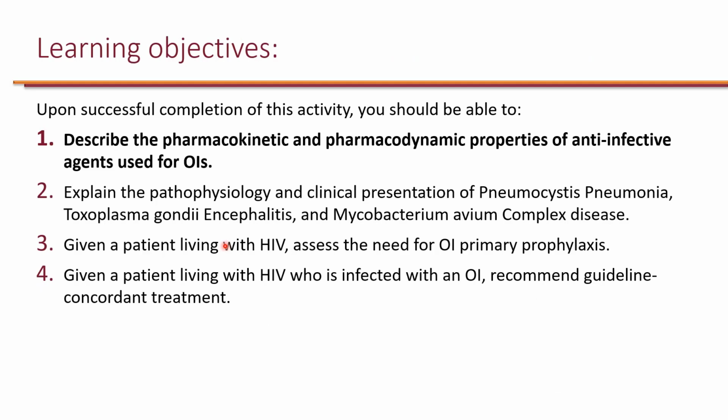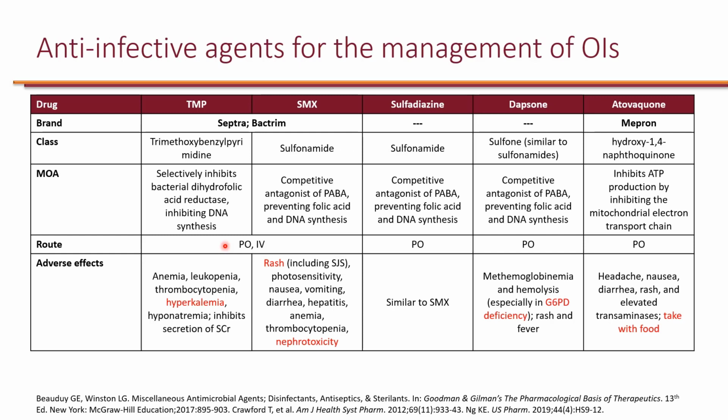The first learning objective is to describe the pharmacokinetic and pharmacodynamic properties of anti-infective agents used for opportunistic infections. So trimsulfa, the trimethoprim-sulfamethoxazole combination, is by far the most commonly used agent. There are two brand names for it, Bactrim or Septra. It's available as PO and IV. Most commonly it is used as PO. The IV formulation has very limited stability. So if you can use PO, it is used more often.